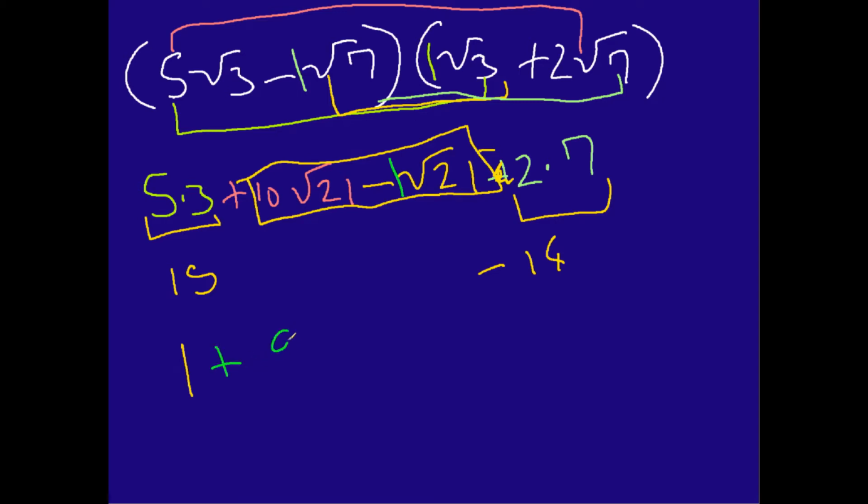So I got to put a plus here. 9 times the square root of 21. And we're done with this example.